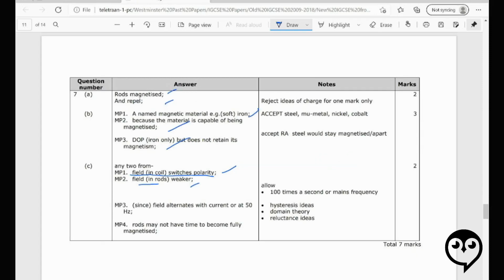Okay, so yeah, that's an important point to remember. It will be weaker. I said it was going to alternate with the current at 50 hertz, you could say, and rods may not have time to become fully magnetized. Yeah, well, that's the other thing. That's another reason why you might say the field in the rods are weaker, because it's switching back and forth. By the time these dipoles line up, the field's changed, and so the dipoles move around. And 50 times a second, that's a lot, okay? So you can talk about reluctance. You can get kind of hardcore with this, but you could just keep it simple, too. Make sure you understand that. That's a nice question.